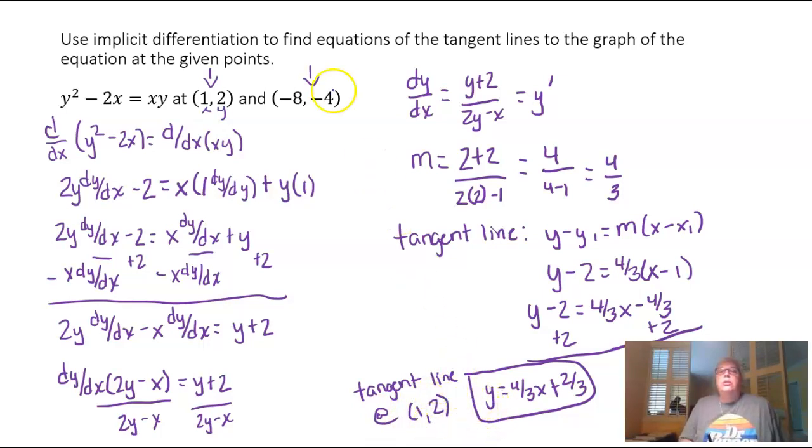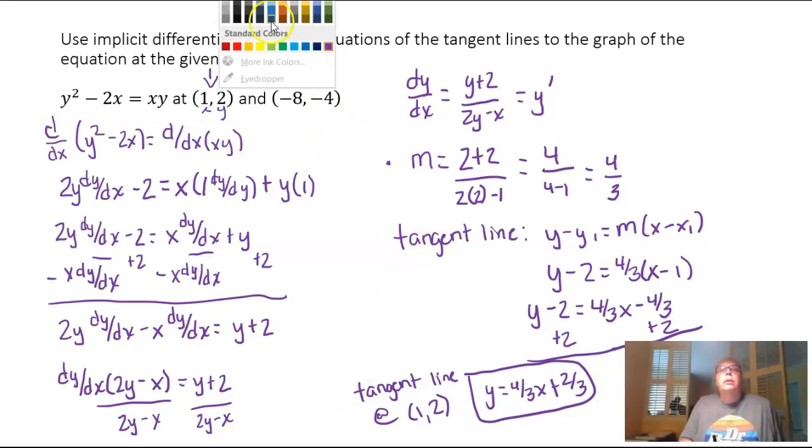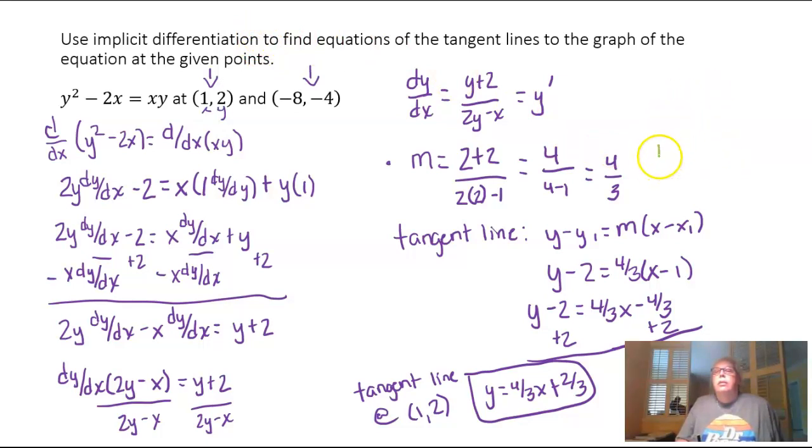And now if I want to find the equation for the tangent line at -8, -4, I'm going to do everything all over again, starting right here with the slope. Alright, so change colors here. Now my slope, let's see, we're supposed to do y. Well, the y coordinate's -4, so we'll have -4 plus the 2 that was already here. And then in the denominator, we'll have the 2 that was already there times the -4, which was my y coordinate, minus x. So minus the x coordinate, which is -8.